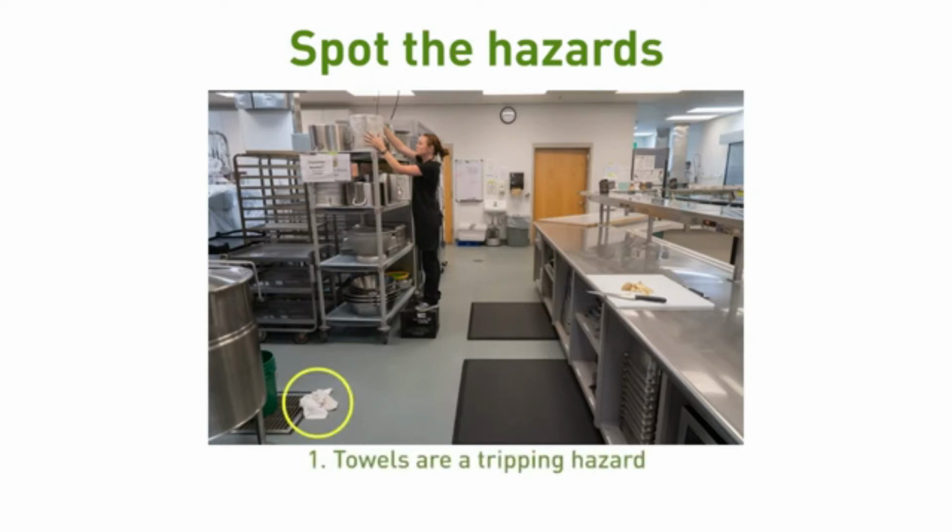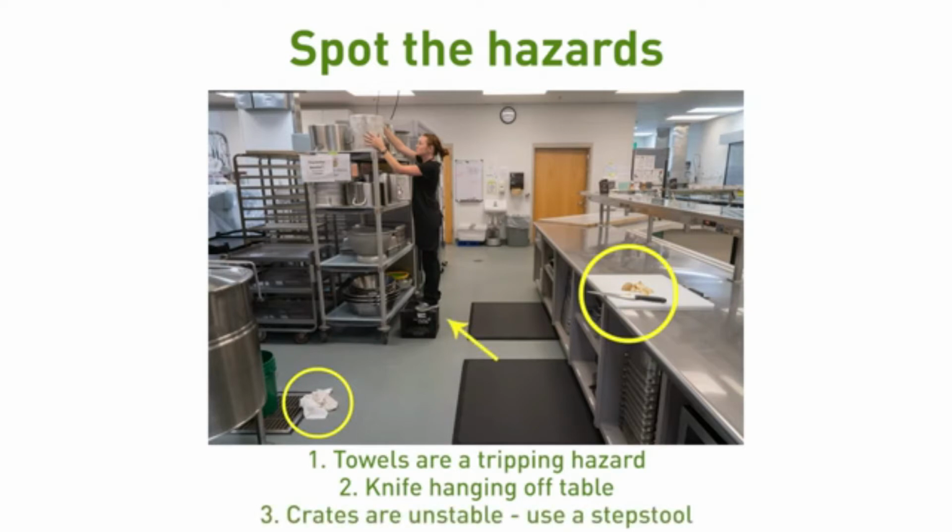The first one is towels are a tripping hazard. The second one is a knife hanging off a table. And the third one is a crate that is unstable. You should use step stool in order to avoid accident.